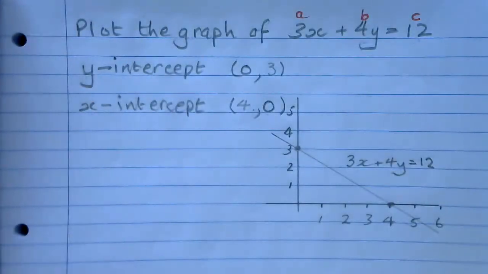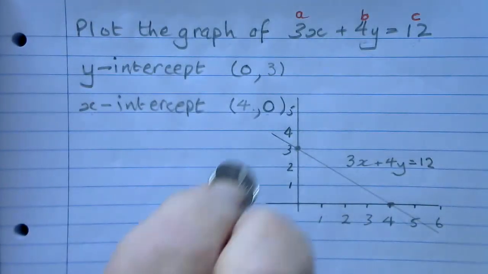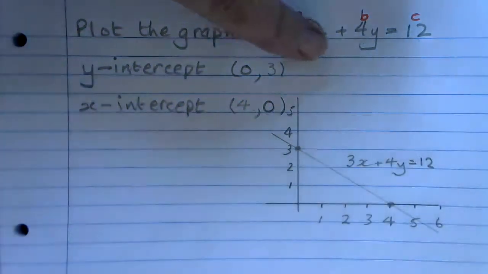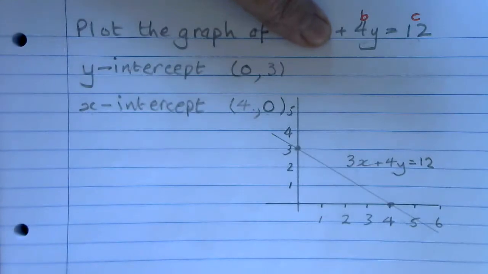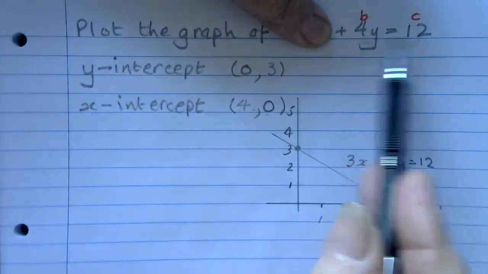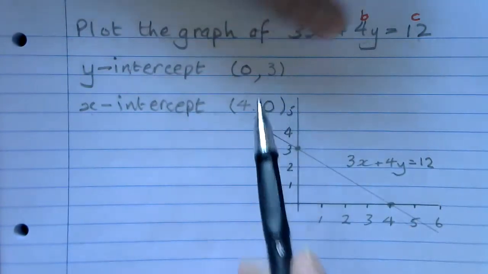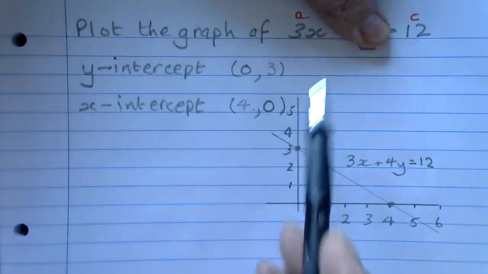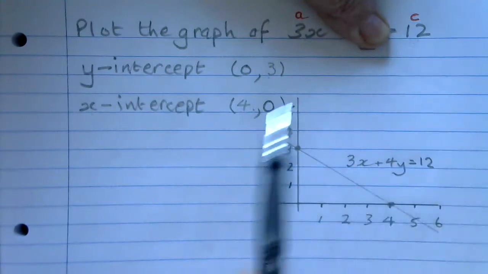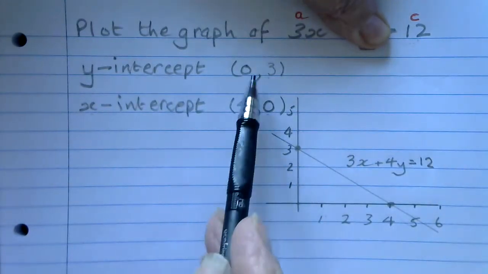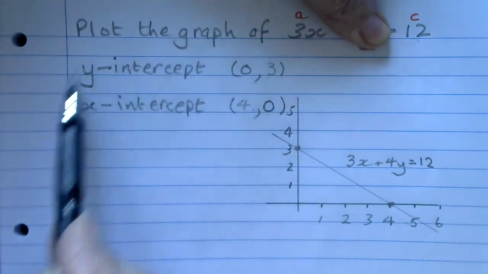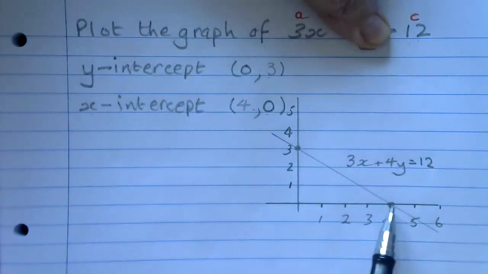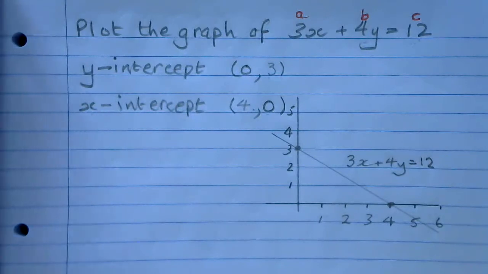Okay, so I say x equal to 0, I just cover it up. Of course, in reality, you'll use a finger to cover it up. 4y is 12, so y is 3. And then similarly, you'll use a finger to cover that up. 3x is 12, so x is 4. You don't actually need to do this bit in an exam. You can just cover up here and mark the point straight away.